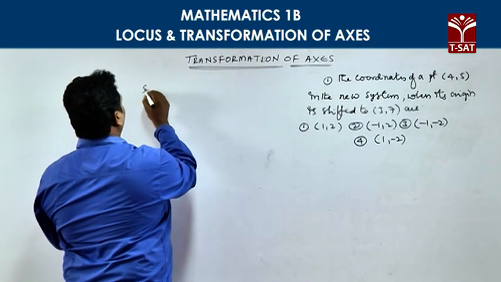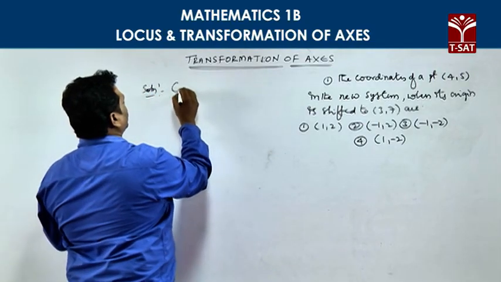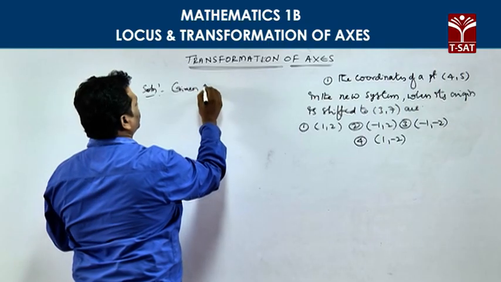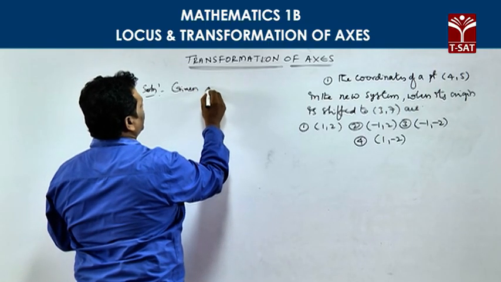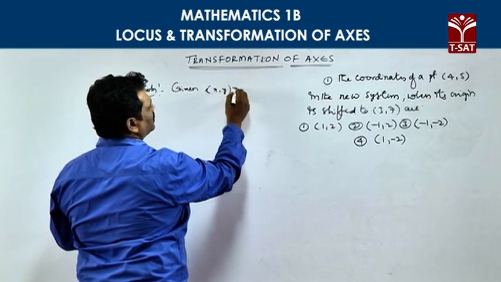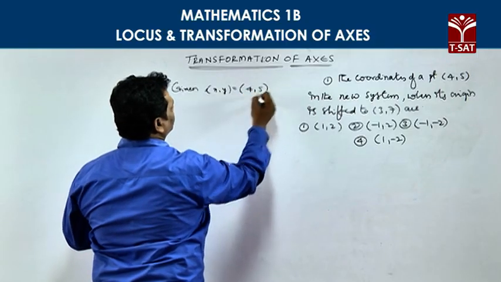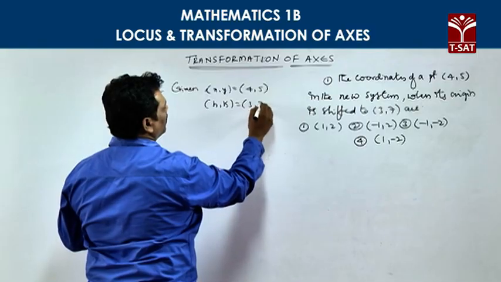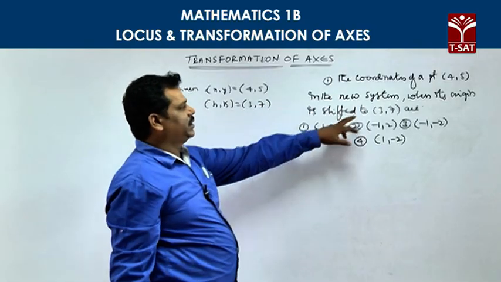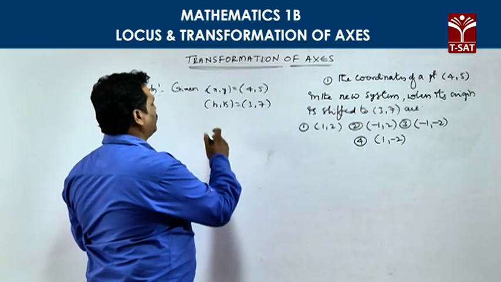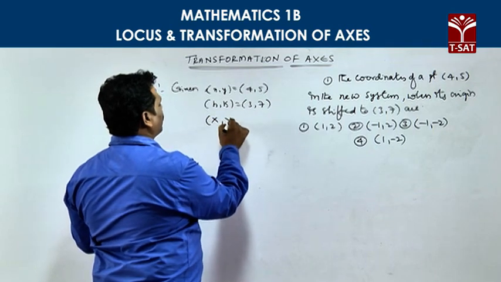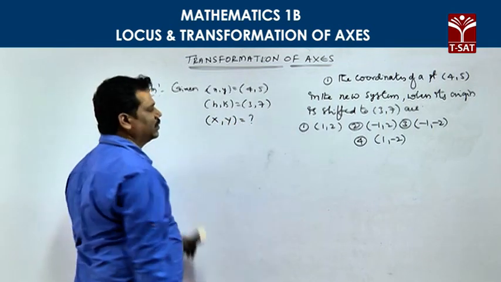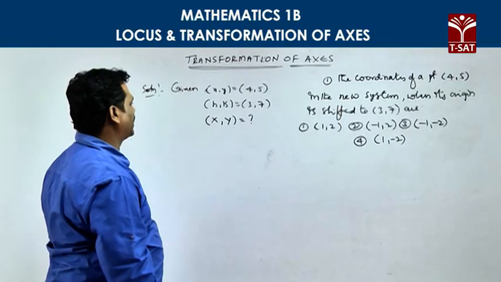So here, the solution. Given small (x, y) = (4, 5) and (h, k) = (3, 7), the shifted origin, and the given point is the original point. We have to find capital X, capital Y.